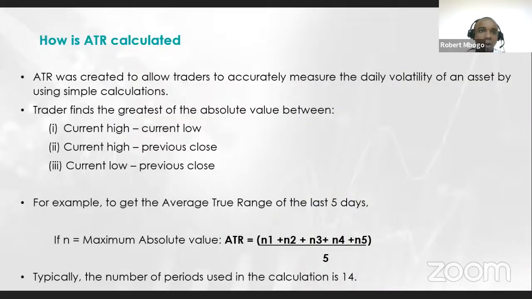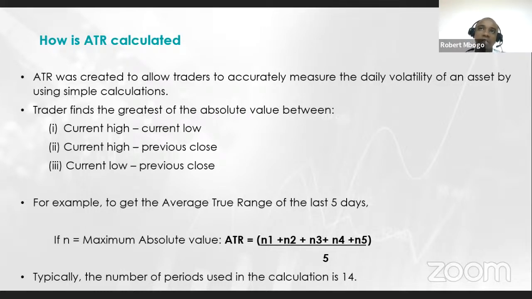Next slide. The ATR was created to allow traders to accurately measure the daily volatility of an asset using simple calculations. The trader finds the greatest of the absolute values between: one, the current high and current low; two, the current high and previous close; and three, the current low and the previous close. Basically, if you're looking at your candlesticks, you must look at the difference between those, and that's how you define the volatility of that current pair in terms of pips. Now you're looking at, let's say, the current high and the previous close.